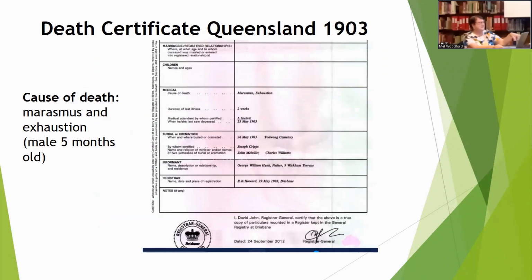And this is a cause of death. This was a male baby, 5 months old, and they've got the cause of death as marasmus and exhaustion. Now, look, I really don't think they'd have in a current death certificate the word marasmus. They'd probably say severe malnutrition.